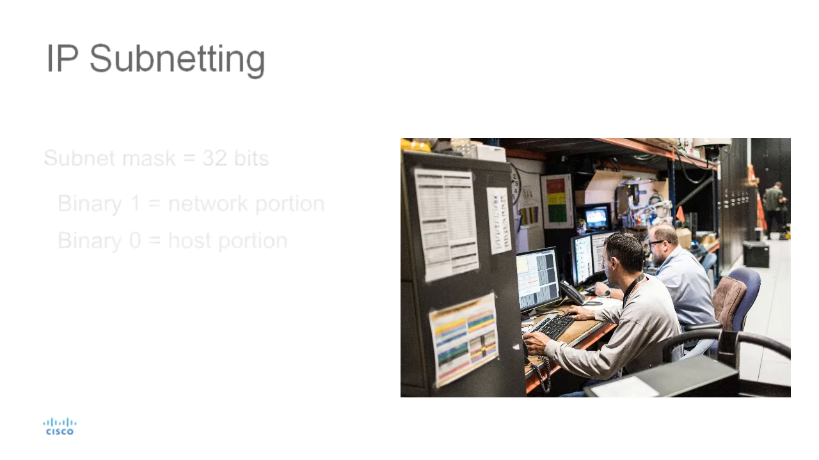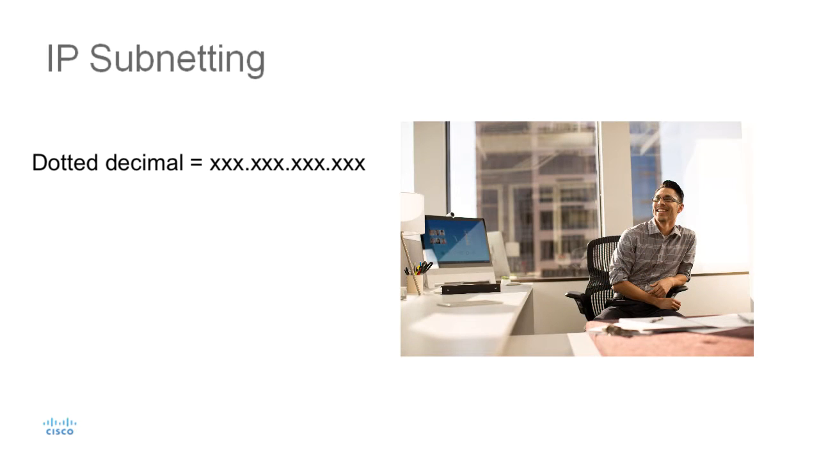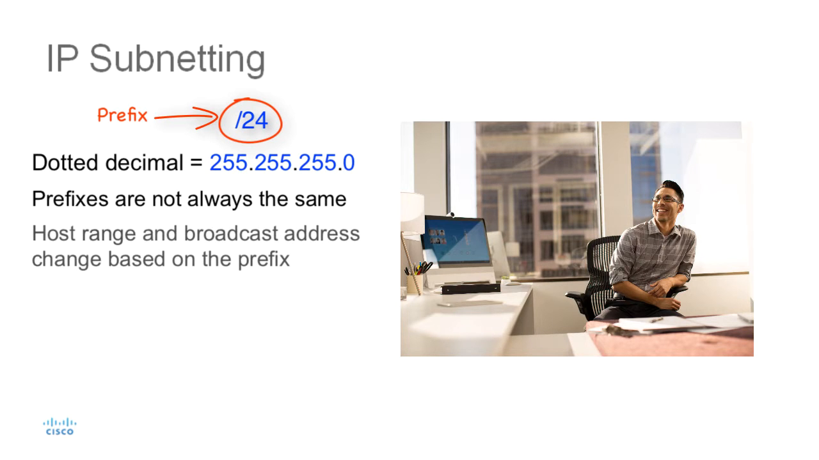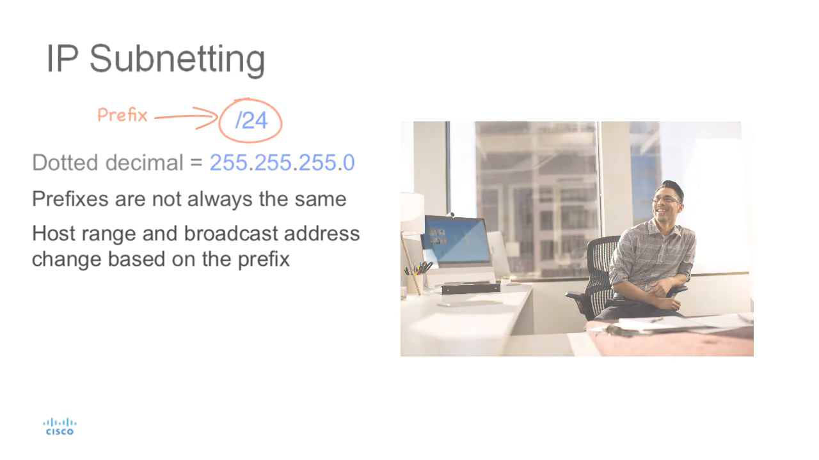You express the subnet mask in the same dotted decimal format as the IPv4 address, and it's configured on a host with the IPv4 address to define the network portion of that address. The networks will not always assign the same prefix. Depending on the number of hosts on the network, the assigned prefix may be different. Having a different prefix number changes the host range and the broadcast address for each network.